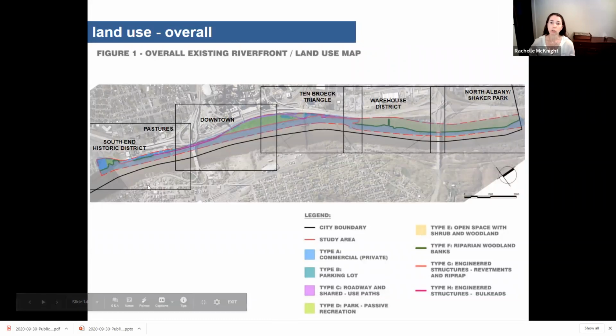Going back to how this pertains to flooding and climate change, we also did an analysis of the land use in Albany. As you can see here from the legend, we've got this project area boundary here. The project area is highlighted in blue, but these blue areas here, this is all commercial development, this is industrial development. You've got these green areas, which are park spaces. You've got a lot of roadways and shared use paths along the corridor or the project area, and so that all makes a big impact on what you're going to see in terms of flooding.